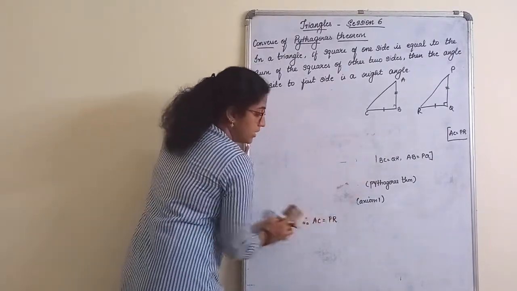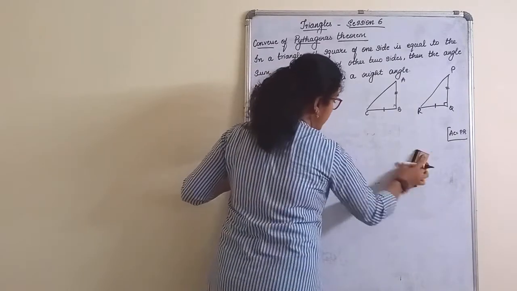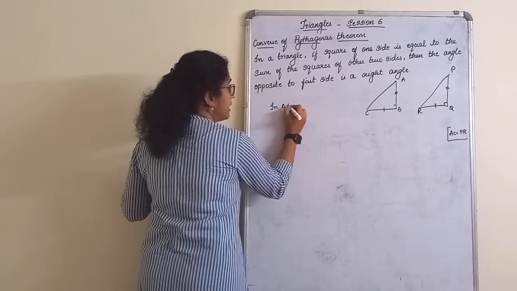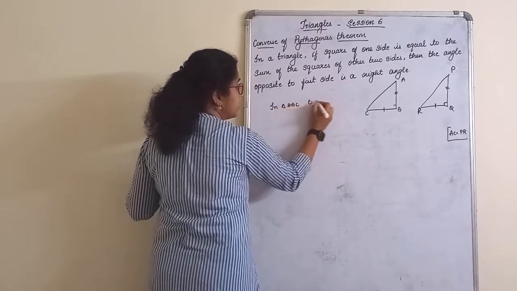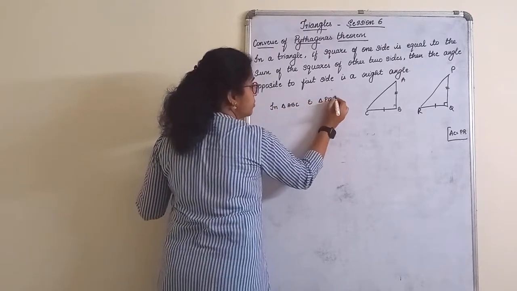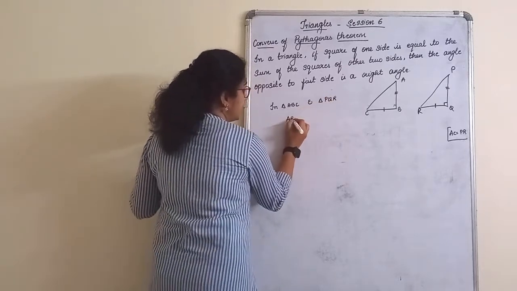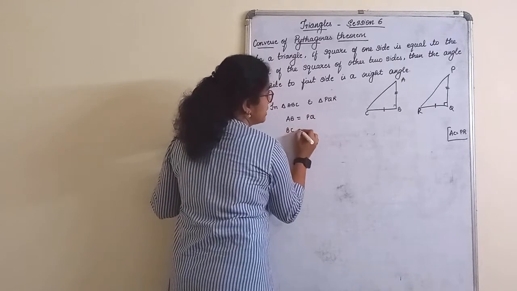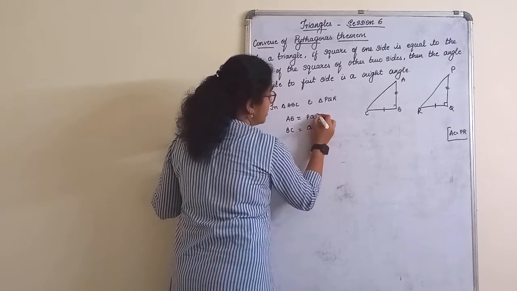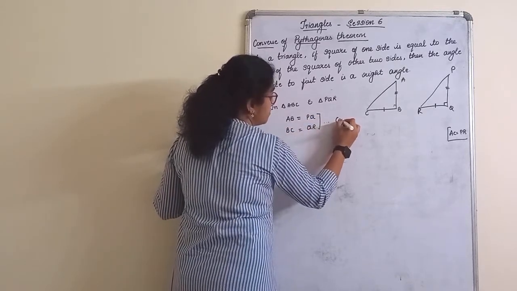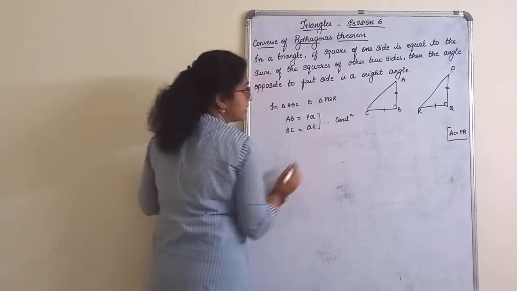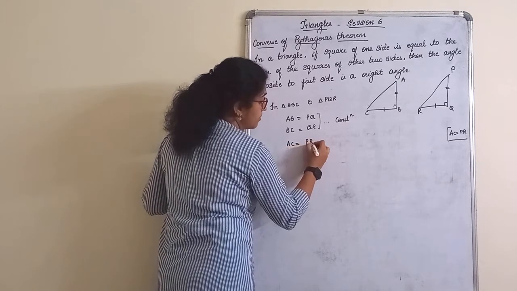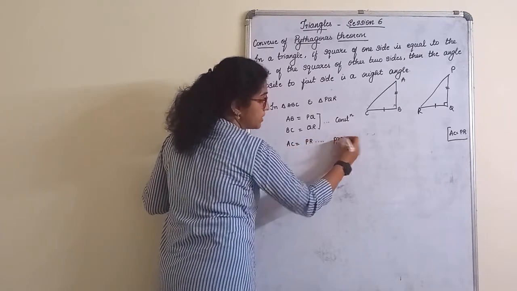Okay. Now let's go with the similarity of triangles. We have two triangles right in front of us. In triangle ABC and triangle PQR, first of all, AB is equal to PQ and BC is equal to QR. Reason? Construction. From construction these are equal. Then AC is equal to PR. Proved above, just now we proved. That's why I have written there.